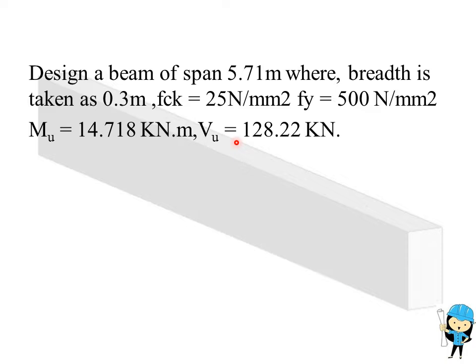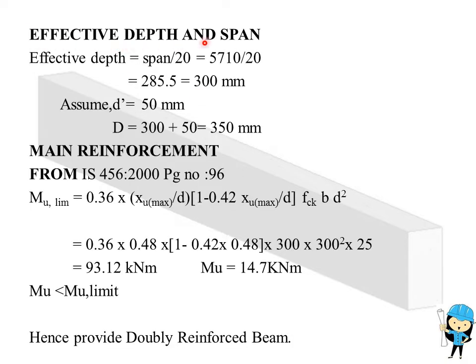Vu, that is shear force, is equal to 128.22 kilonewton. Effective depth and span calculation. Effective depth is equal to span divided by 20. So, span is equal to 5710 divided by 20, which is equal to 285.5 mm, which is taken as 300 mm. Assume cover is equal to 50 mm, that is d dash is equal to 50 mm. Therefore, overall depth is equal to effective depth plus cover. Therefore, it is 300 mm plus 50 mm, which is equal to 350 mm.